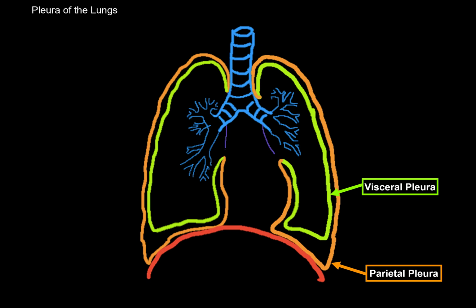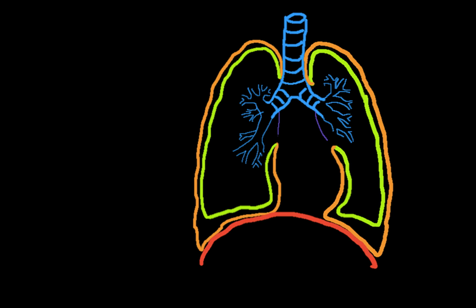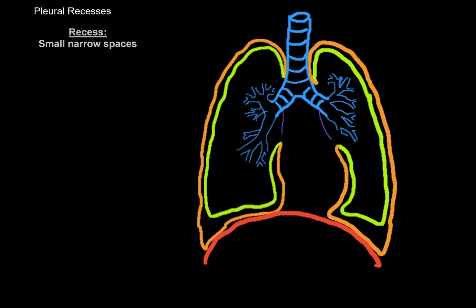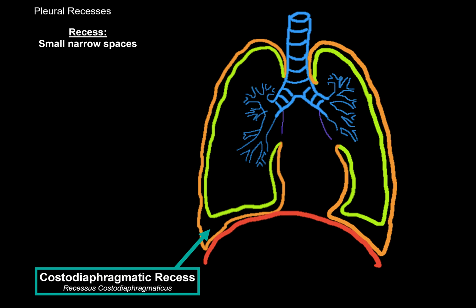Now, between these two, there's a cavity called the pleural cavity. And that cavity is filled with serous fluid that functions as a lubricant that reduces friction because the lungs are constantly expanding and deflating. One last thing we need to cover in order to understand the complete anatomy of the pleura are the so-called pleural recesses, where a recess means a narrow space. So the first space is the costal diaphragmatic recess, which is the biggest recess we have in our pleural cavity.